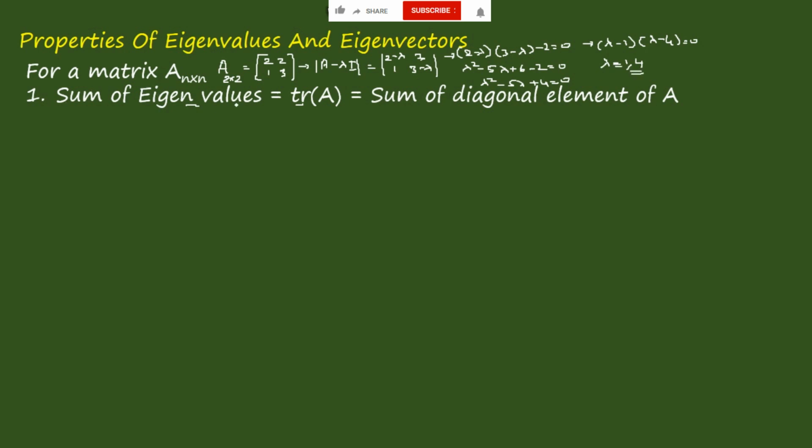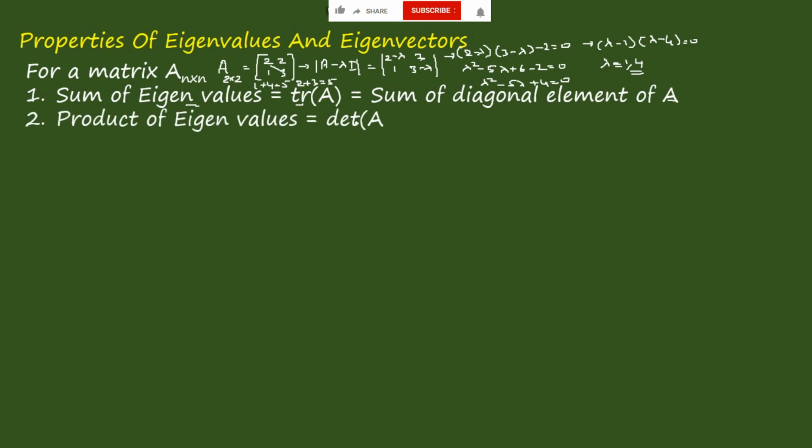Now the sum of the eigenvalues is 1 plus 4, which should be equal to the trace of A, the sum of the principal diagonal elements, 2 plus 3. Yes or no? 1 plus 4 is 5, and 2 plus 3 is equal to 5 in both cases. So the sum of the eigenvalues is equal to the trace of A, which is the sum of diagonal elements of matrix A.